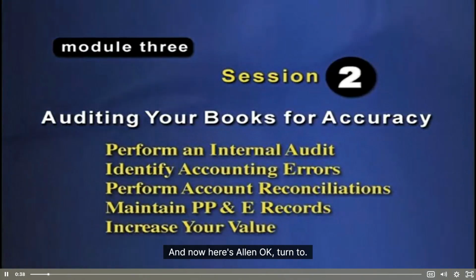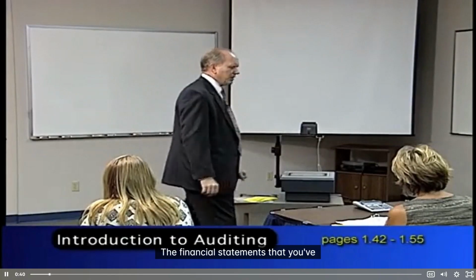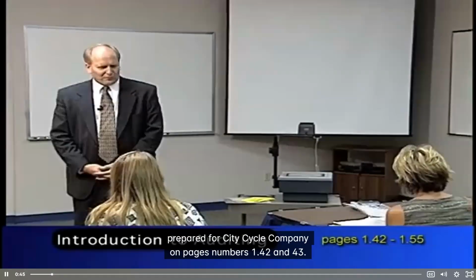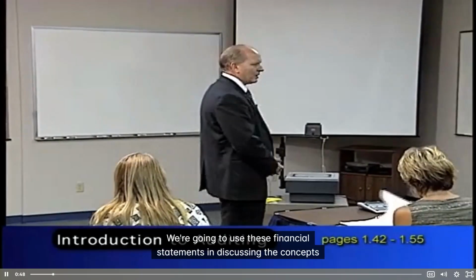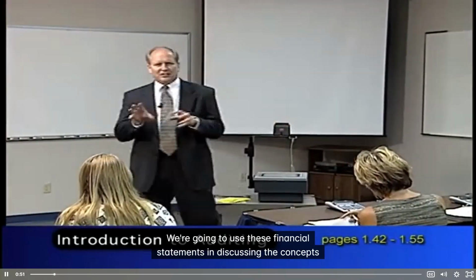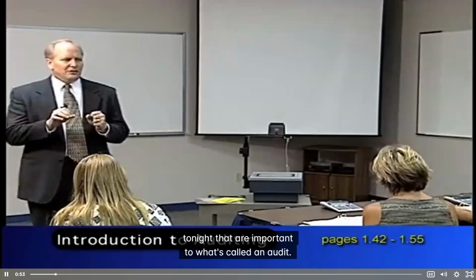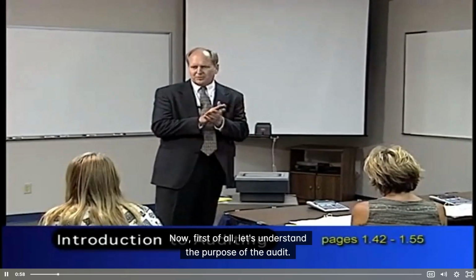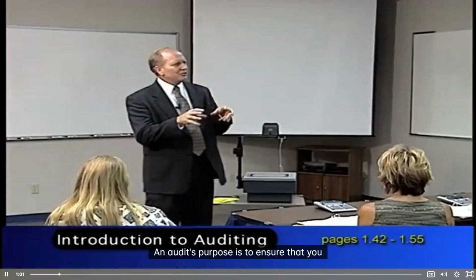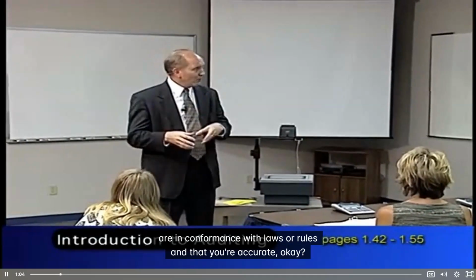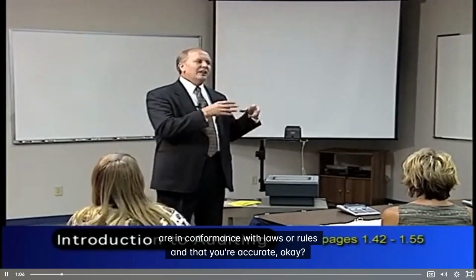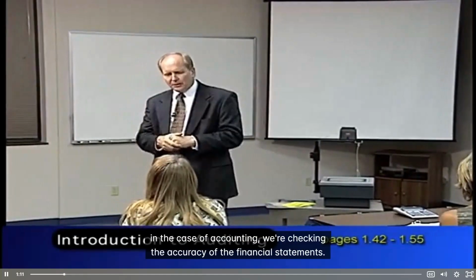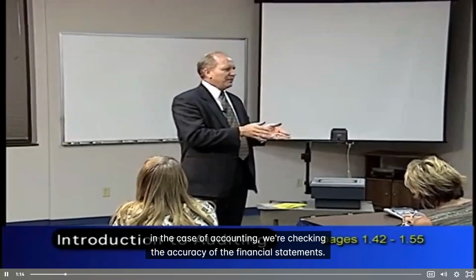And now, here's Alan. Okay, turn to the financial statements that you've prepared for City Cycle Company on pages numbers 1.42 and 43. We're going to use these financial statements in discussing the concepts tonight that are important to what's called an audit. Now, first of all, let's understand the purpose of the audit. An audit's purpose is to ensure that you are in conformance with laws or rules and that you're accurate, okay? In other words, in the case of accounting, we're checking the accuracy of the financial statements.